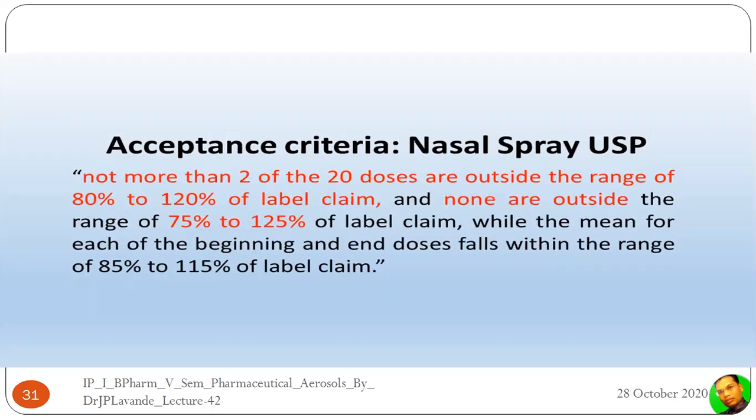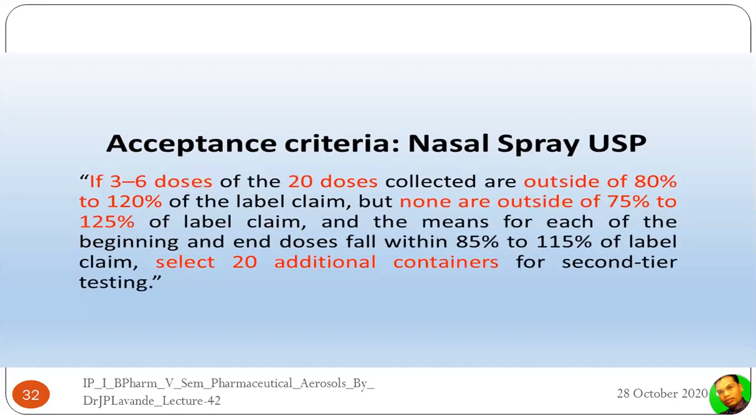But suppose out of these 20, 3 to 5 are outside the 80 to 120% of the label claim, as shown here, but none is outside the 75 to 125% of the label claim, and the mean of each of the beginning and the end doses falls within 85 to 115% of the label claim, then you need to select an additional 20 containers for the second tier testing.